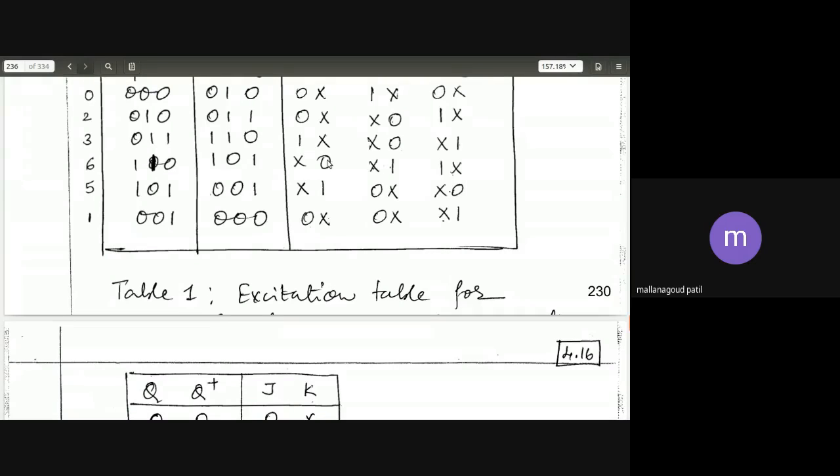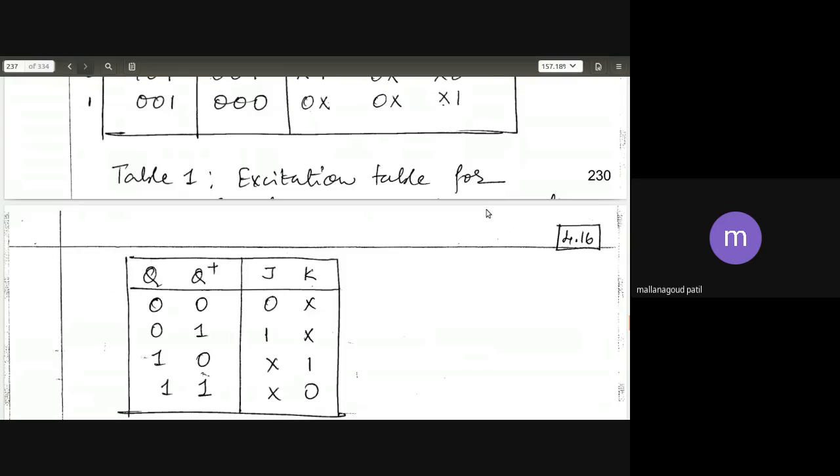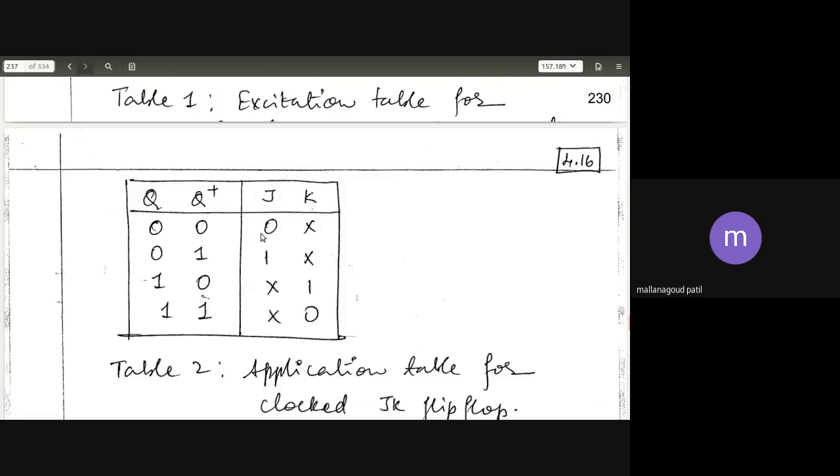Finally, I can conclude with this table, the excitation table. Try to understand the excitation table. If you have any doubt, you can ask me now also. Because the next problem is similar, the mod is different, but the procedure is the same. Any doubt? You are seeing the excitation table on your display. Any doubt in the excitation table?